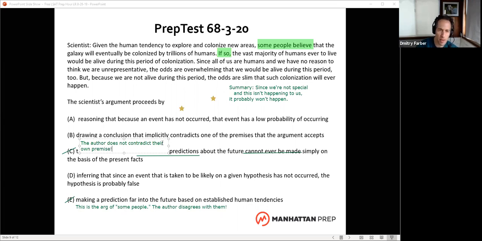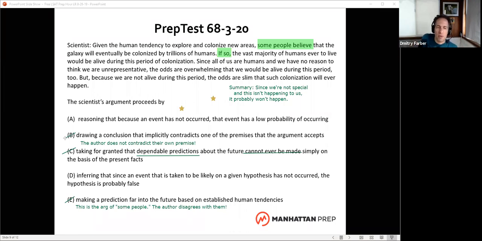See what I mean? They say, hey, if this were true, then this would happen, and I don't think it's true. But that's very different from saying, this is true, therefore this opposite thing is true, right? The earth is round, therefore it's flat, is kind of what B is accusing them of.